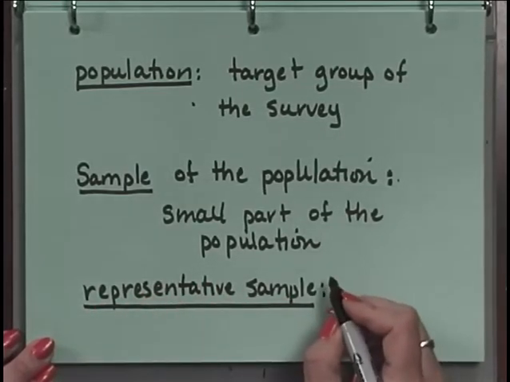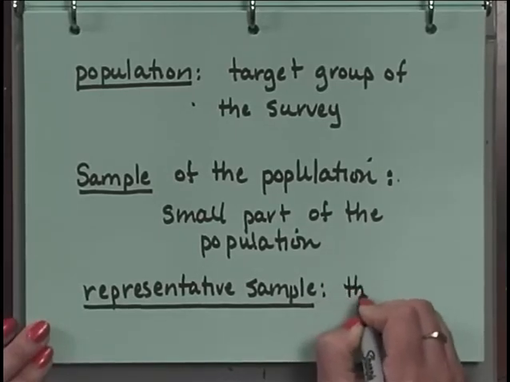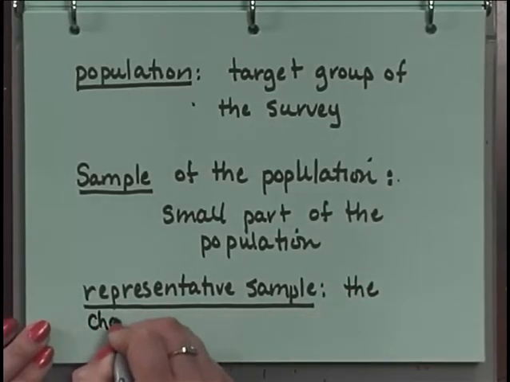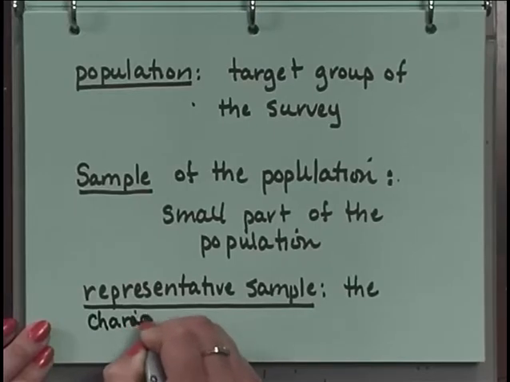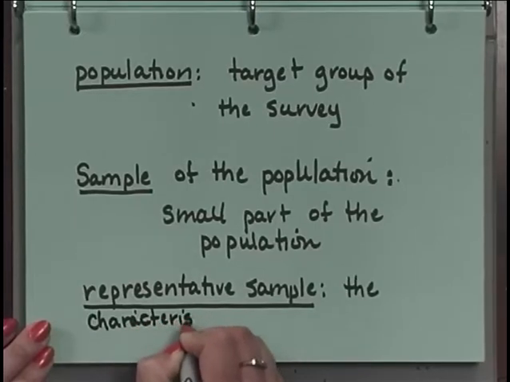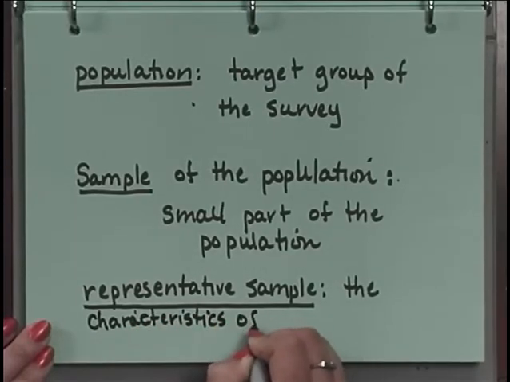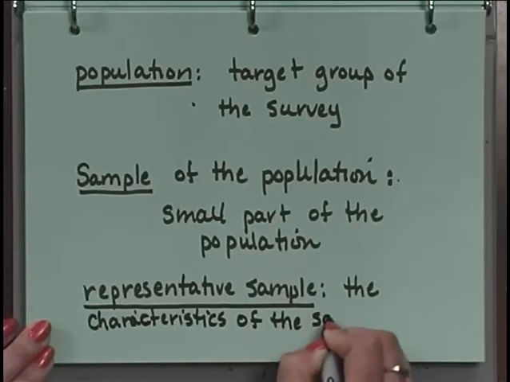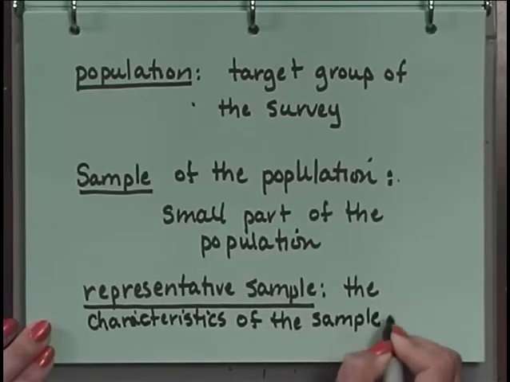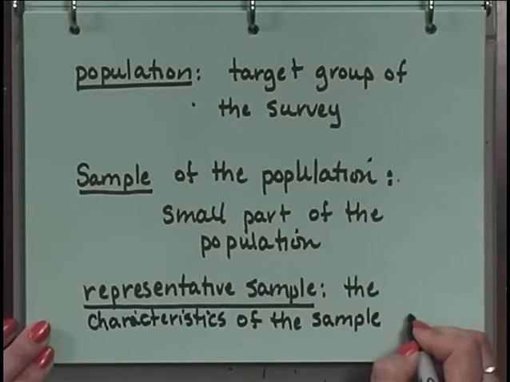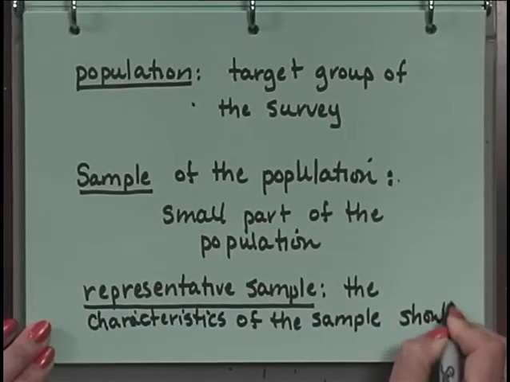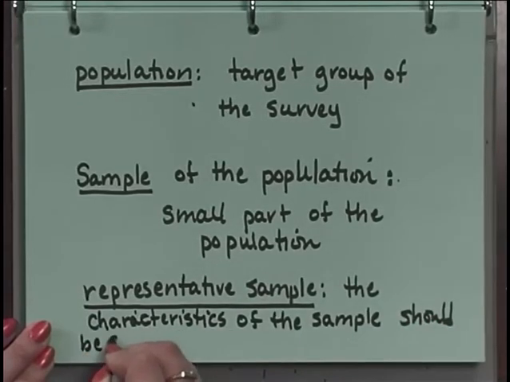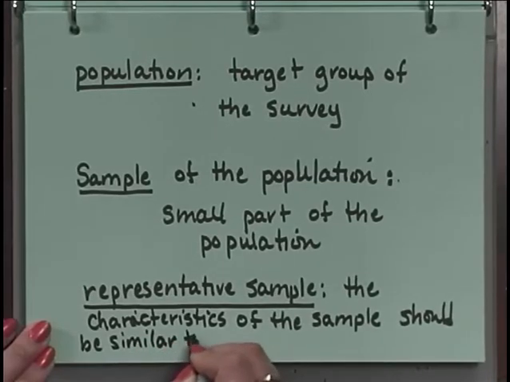And what that means is that they have found a sample that has the characteristics of the entire population. So we're going to say that the characteristics of the sample should be similar to those of the entire population.